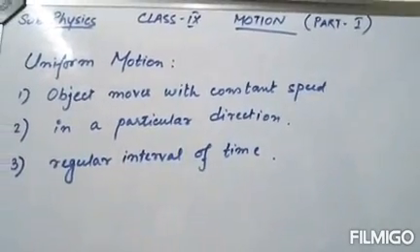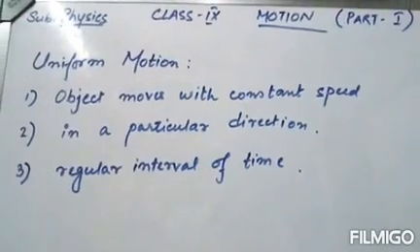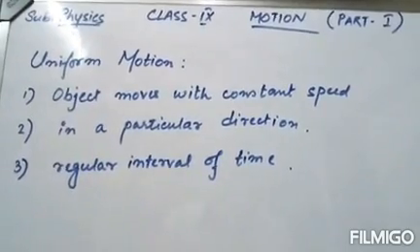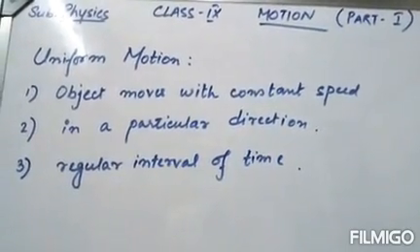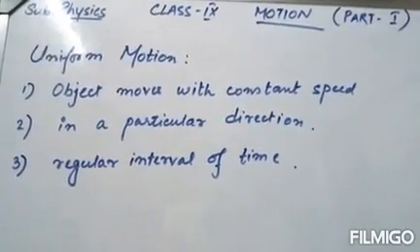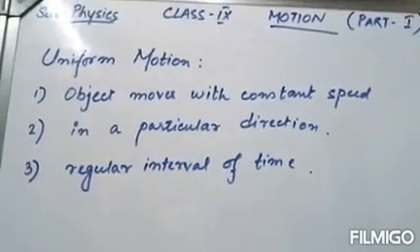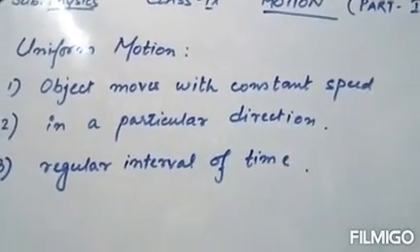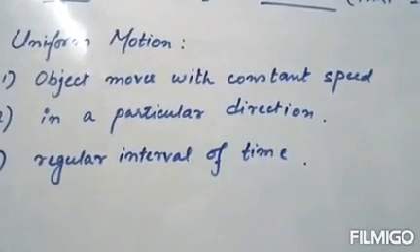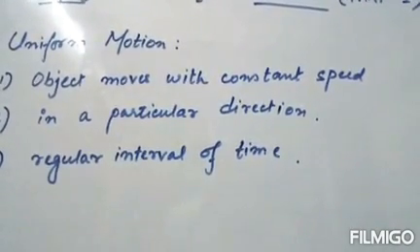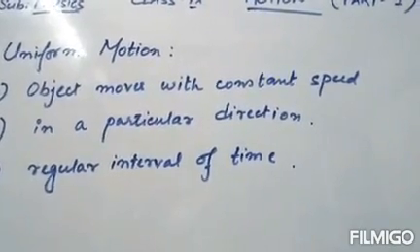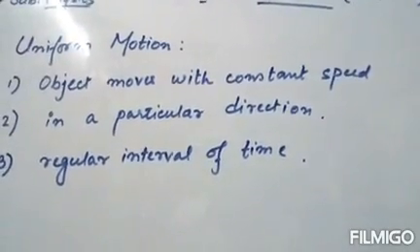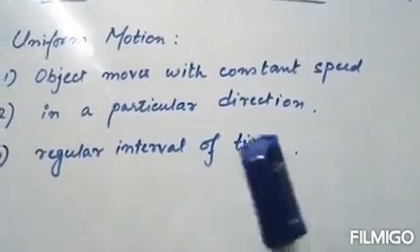So if I tell you to describe uniform motion, what will you see? How can you judge that a motion is uniform or non-uniform? The first thing is that the object will move with a constant speed. The speed will remain constant, that means it will not stop. Suppose it is moving at 40 km/h, then till reaching the end of its journey, it will move with that speed only. Speed will not change.